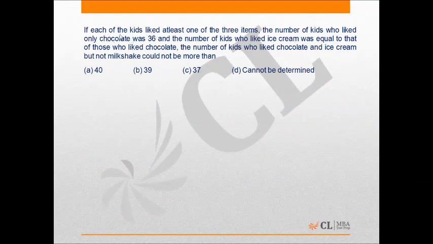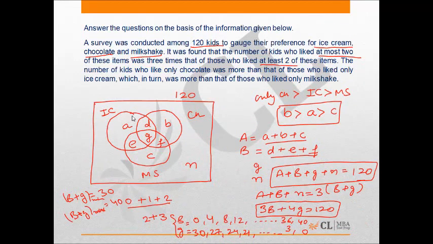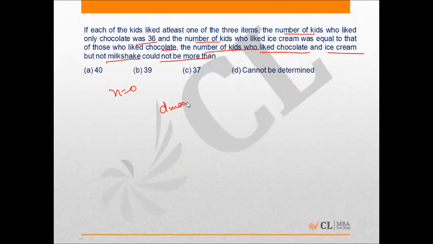It says if each of the kids liked at least one of the three items, same and equal to 0, and the other conditions are also same, right? So I have to calculate the number of kids who liked chocolate and ice cream but not milkshake. So chocolate and ice cream but not milkshake. This is ice cream, chocolate, D plus G, but not milkshake, that is D. So basically the question asks the maximum value of D. Okay.